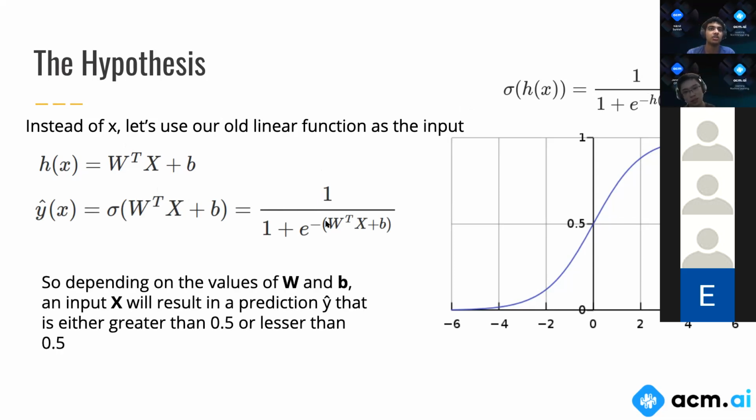And so as a result, depending on our weights and our biases, or actually our only single bias in this case, a certain input x will output a value between 0 and 1. And based on whether that output is greater than or less than 0.5, we're going to classify it. So if it's closer to 0, it's going to be a 0. If it's closer to 1, it's going to be a 1.